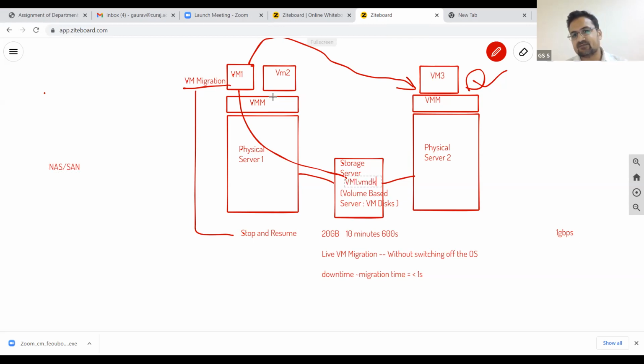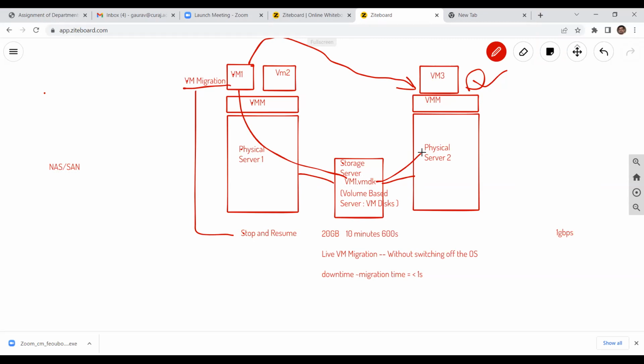I'm transferring this VM1 from physical server 1 to physical server 2. I don't need to transfer the disk. I just need to pass the reference. I don't need to transfer any 20 GB of data. And it would make sense.